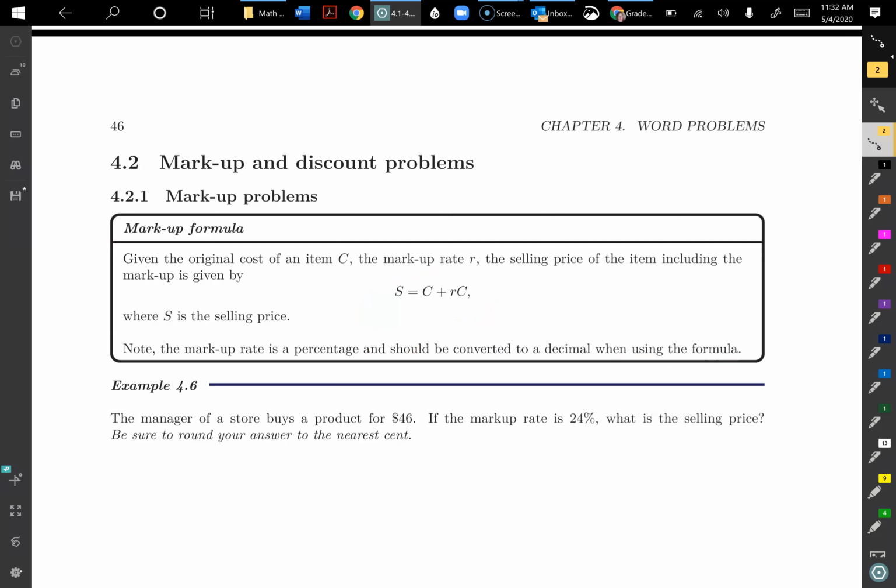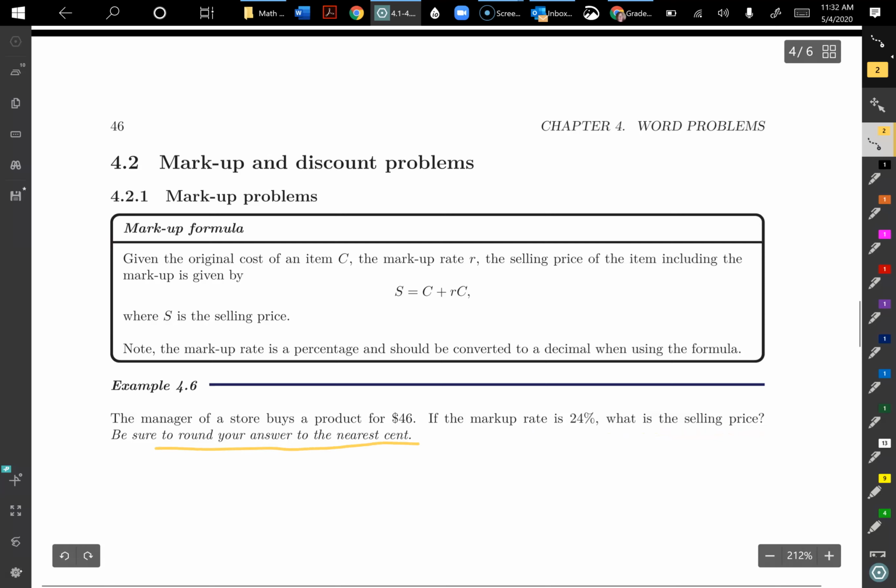You've probably done those, like amount equals percent times the base. So this is just your percentage times your cost. It's going to come out to be a dollar amount. The manager of a store buys a product for $46. So example 4.6: if the markup rate is 24%, what is the selling price? Be sure to round your answer to the nearest cent.